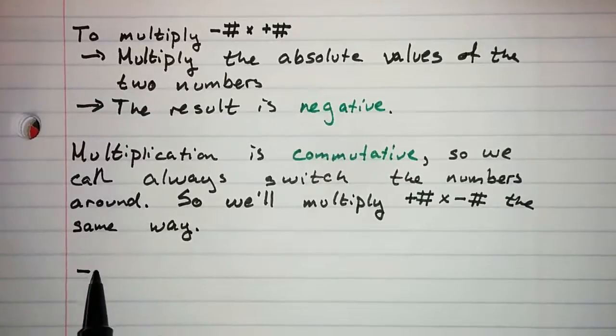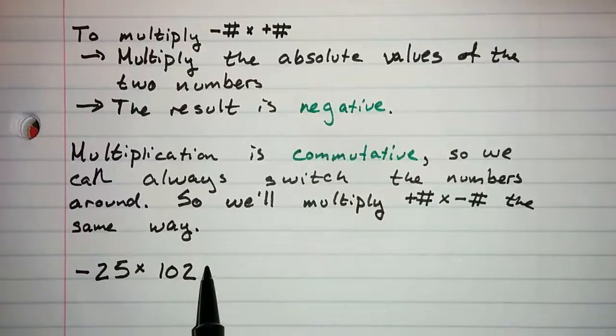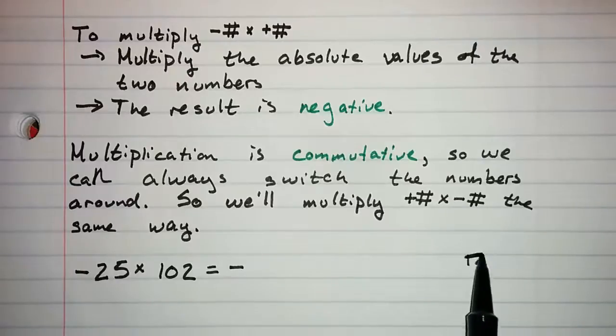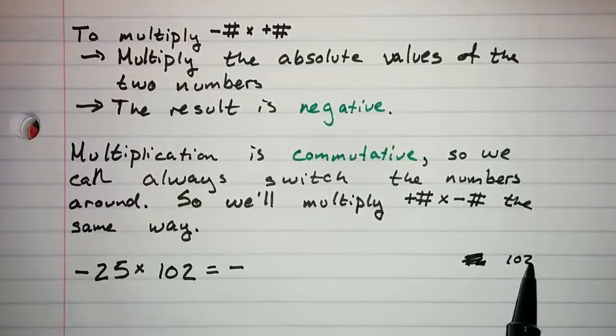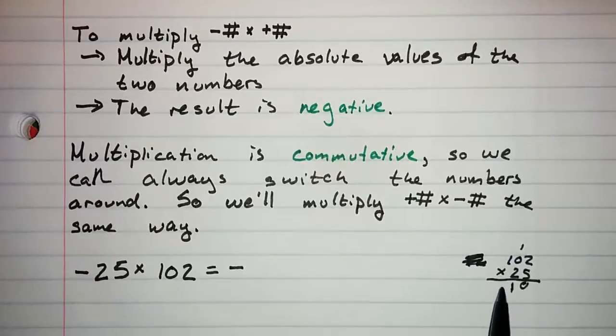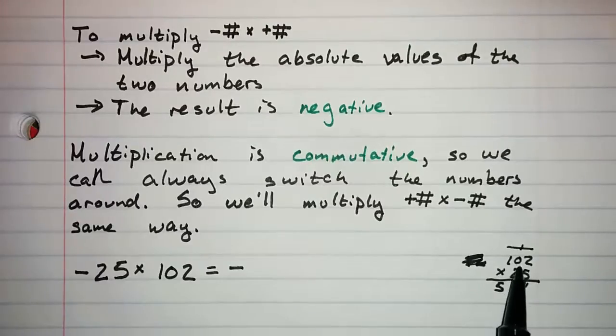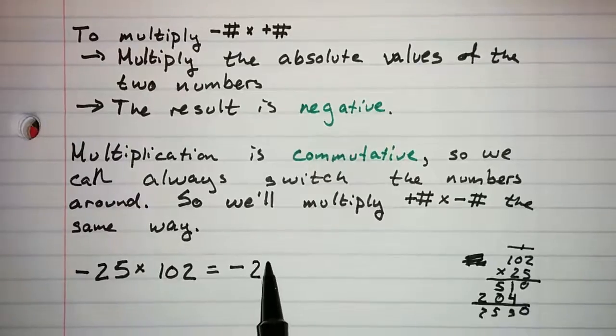If we multiply negative 25 times 102, the result is going to be negative, ignoring the signs. 102 times 25. 5 times 2 is 10. 5 times 0 is 0, plus 1 is 1. 5 times 1 is 5. 2 times 2 is 4. 2 times 0 is 0. 2 times 1 is 2. 2,550. Same thing holds if we have decimals or fractions.